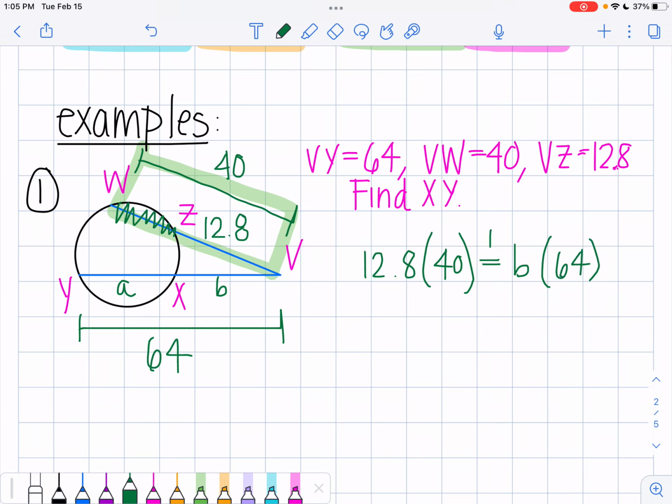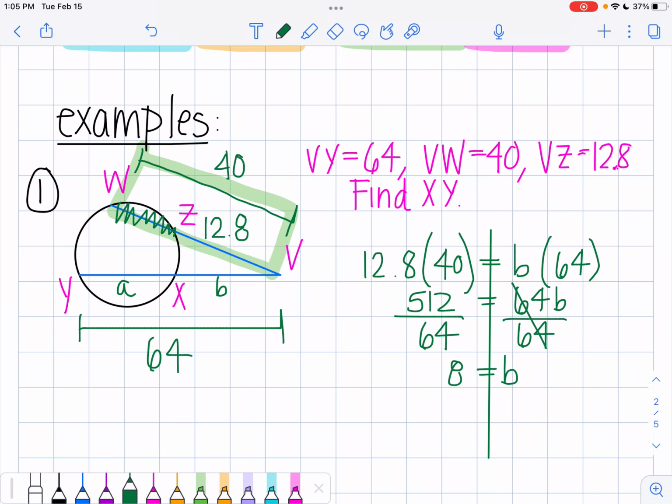Okay, so now I'm going to draw a line down the middle, so whatever I do to one side, I do to the other, and I'm going to multiply. 12.8 times 40 is equal to 512, which is equal to 64 times B. To get B on a side by itself, I'm going to divide both sides by 64. And I get B is equal to 8.